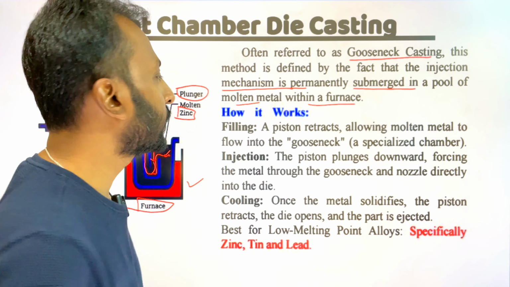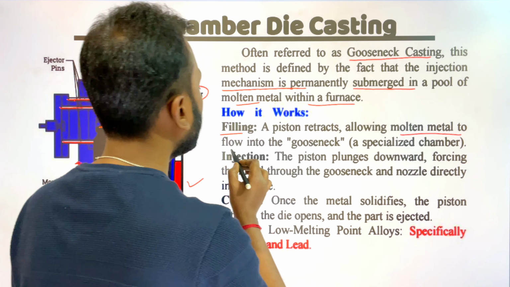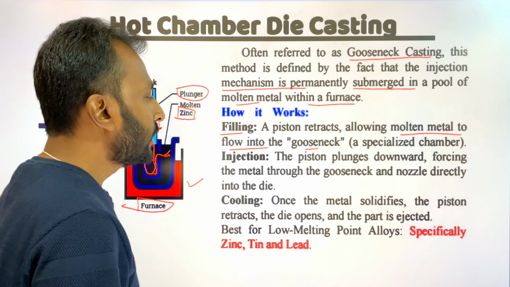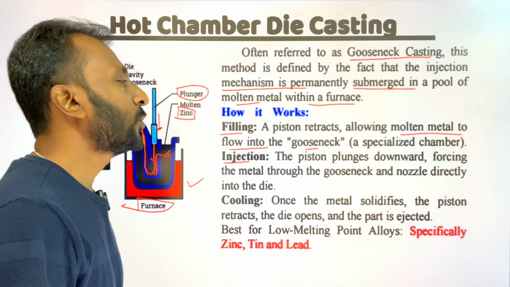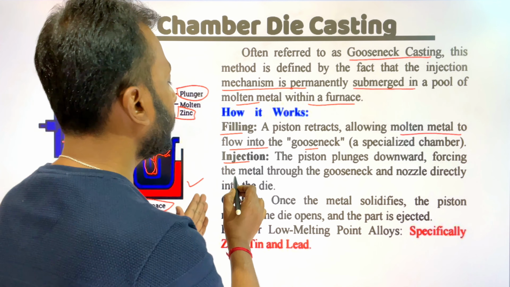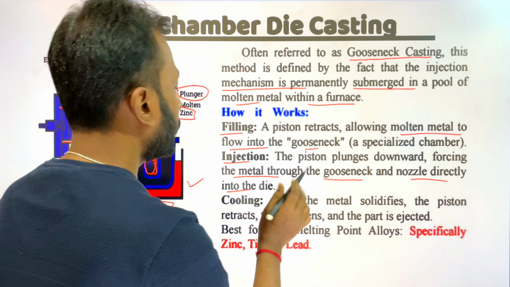So how does it work? Firstly, filling. A piston retracts, allowing molten metal to flow into the gooseneck. This is the filling. Next is injection. The piston plunges downward, forcing the molten metal through the gooseneck and nozzle directly into the die.